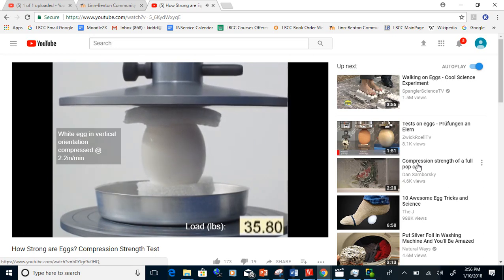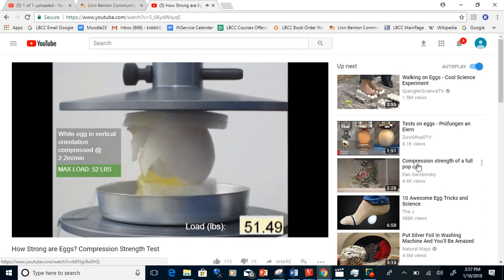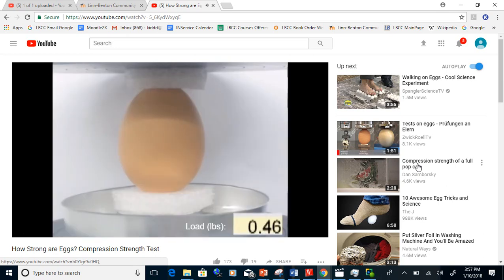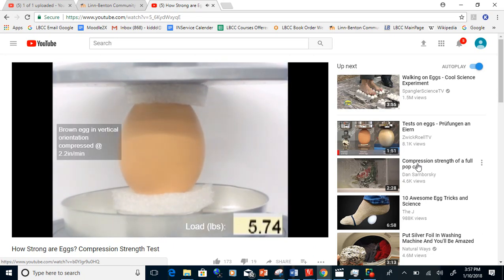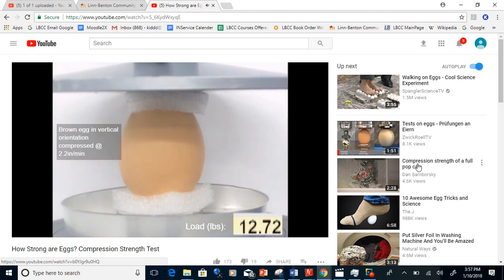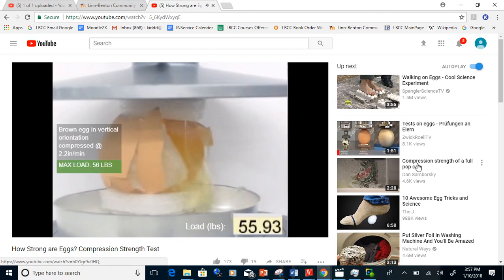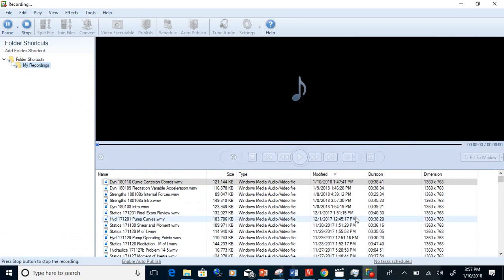Vertical orientation, 2.2 inches per minute. Brown egg this time. Go with brown eggs, they're stronger. Yeah, they're better for you. You don't get the double yolk?